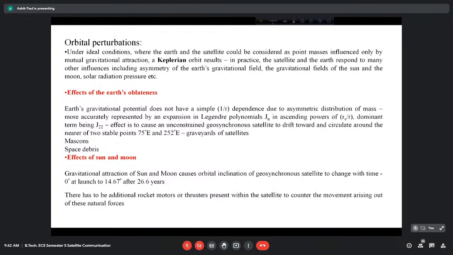Now, this is a theoretically calculated value. You can understand that no artificial satellite could have an effective or active lifetime of 26.6 years. They are defunct well before that time. But even within the first, say, 7 to 10 years of its operation, which is considered the effective period of operation of a satellite, there will be some change. It may go from 0 degrees to 5 degrees or something like that.